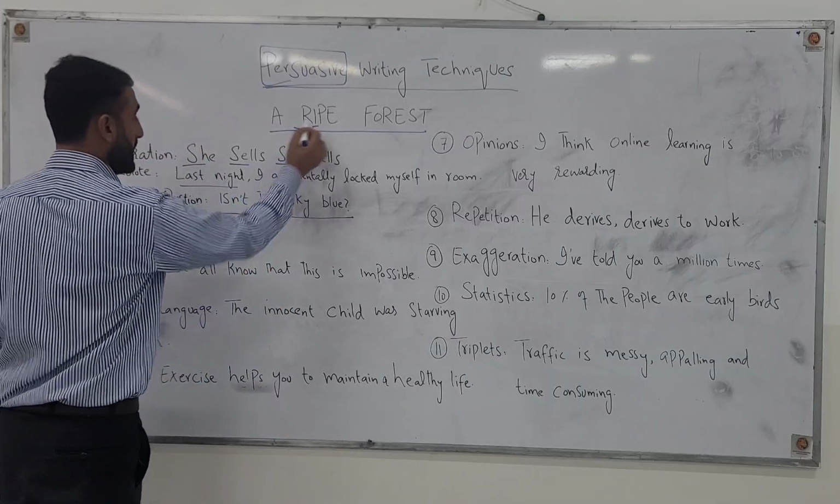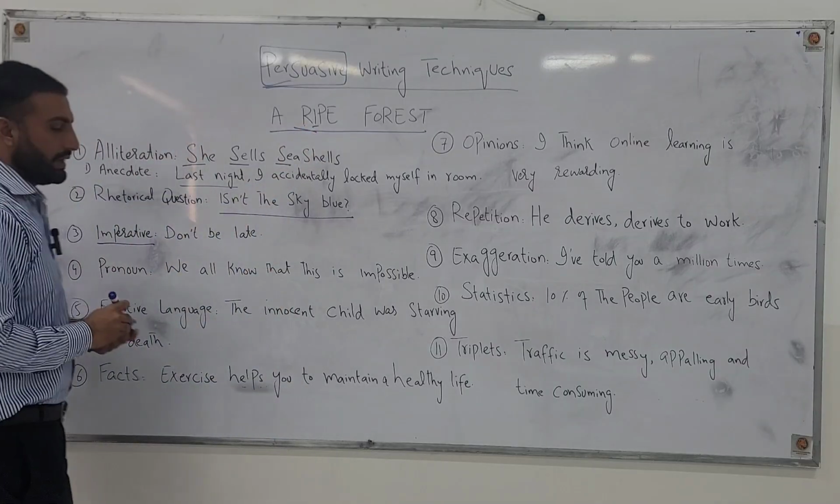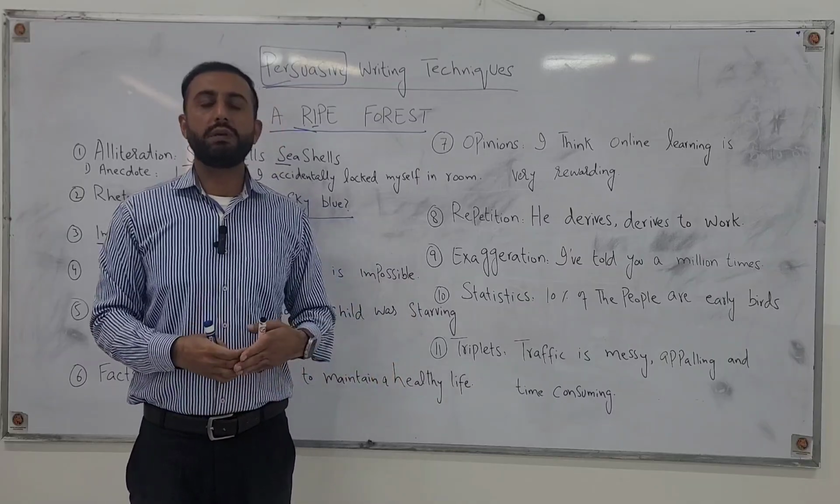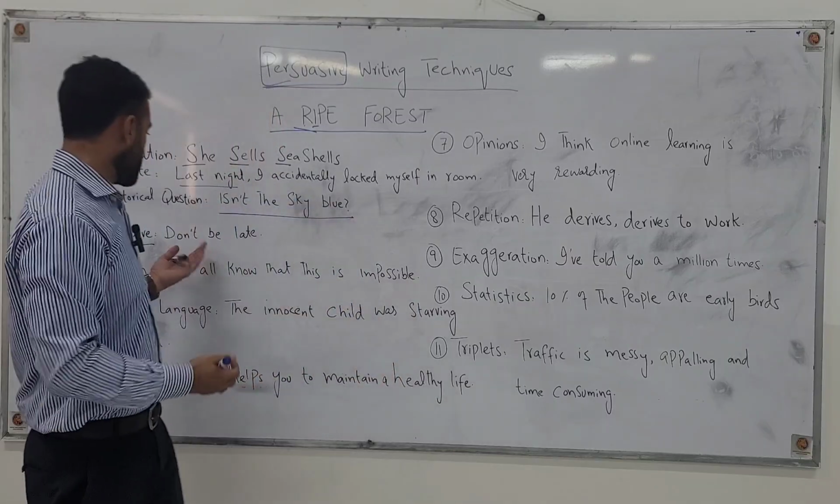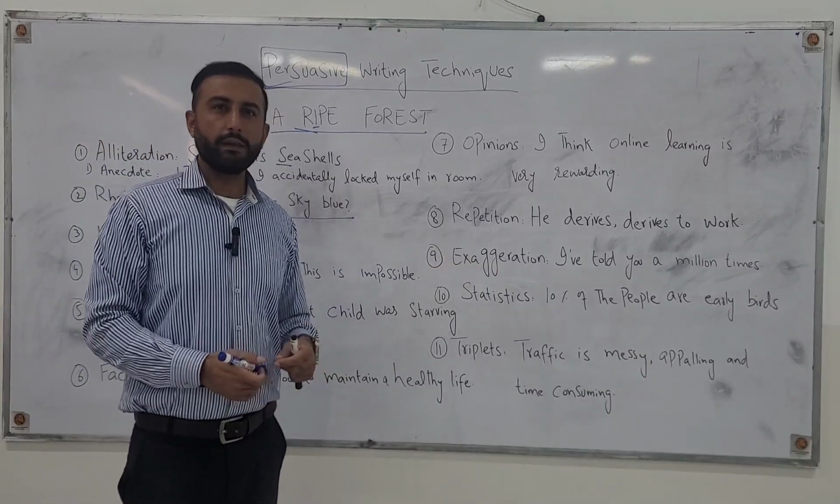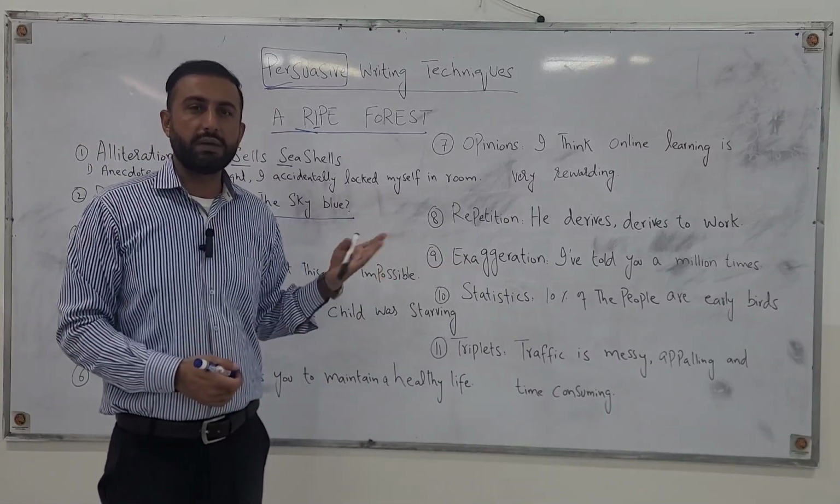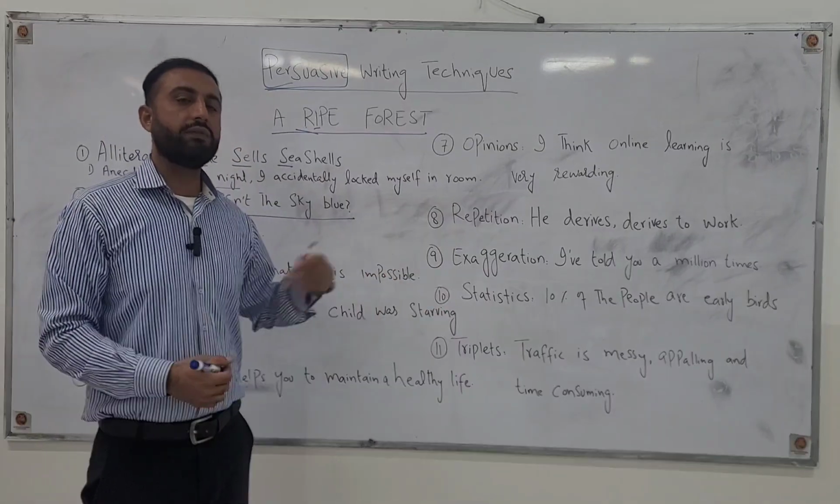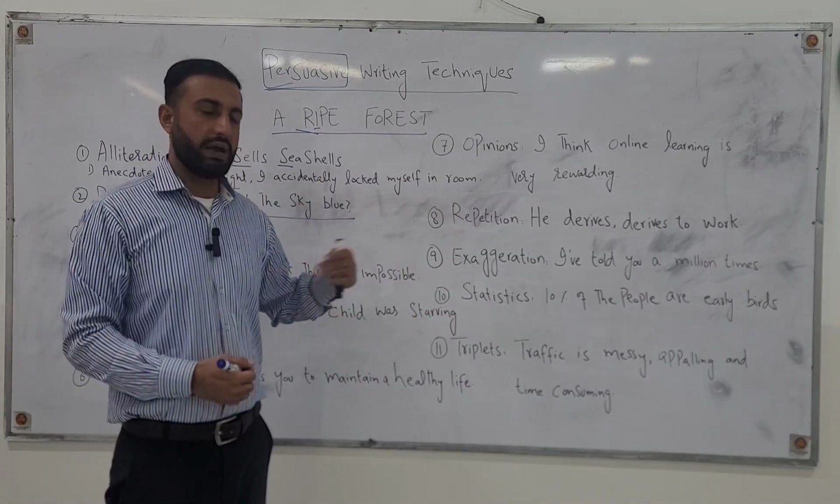The next one is I. I is imperative. So you use the imperative in your writing in order to, again, be persuasive. For example, don't be late. Heat your food at 50 degrees or maybe 45 degrees. Why? Because that's actually a command. You're giving a command in order to show more emphasis.